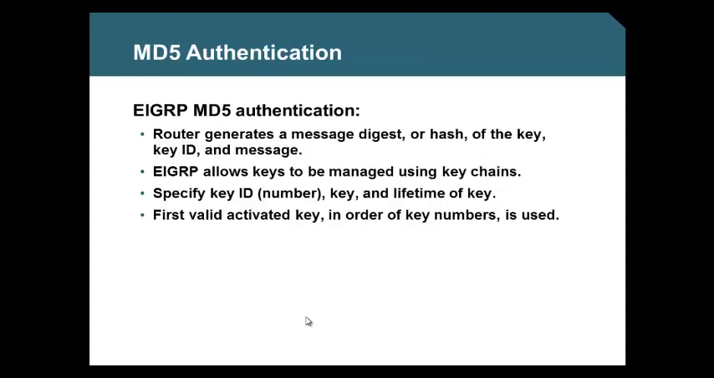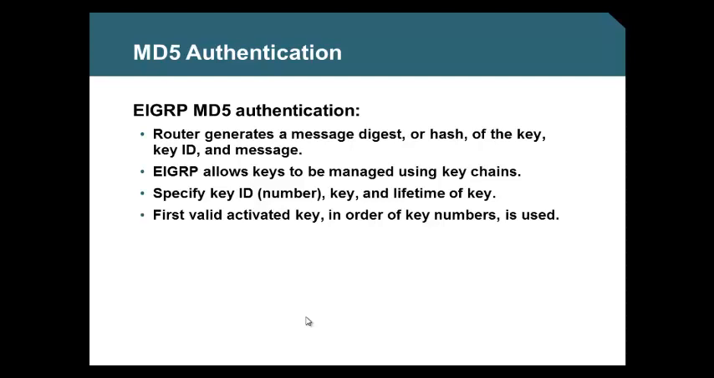Right. So in EIGRP MD5 authentication, the router generates a message digest, which is nothing but the hash value of the key and the key ID. EIGRP allows the key to be managed using a keychain. For EIGRP and RIP, we need a keychain. Using the keychain, we define the key ID and the password, which is called the key string, all the same.